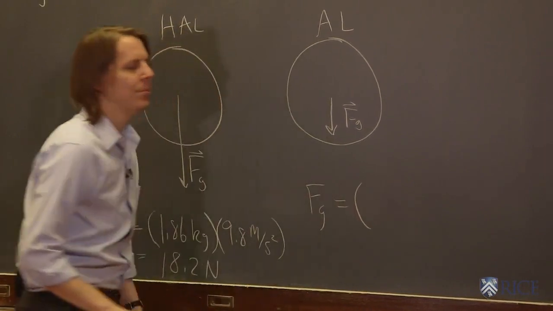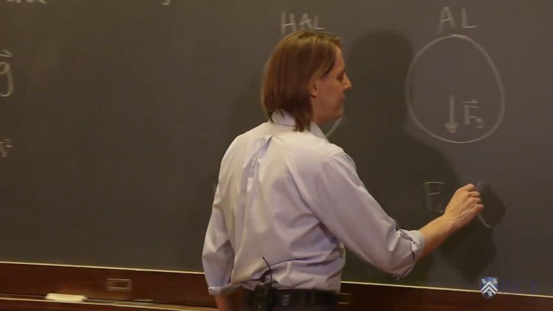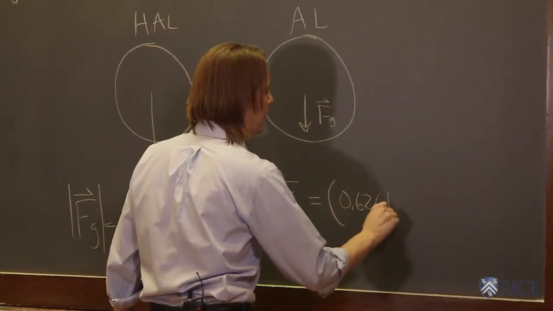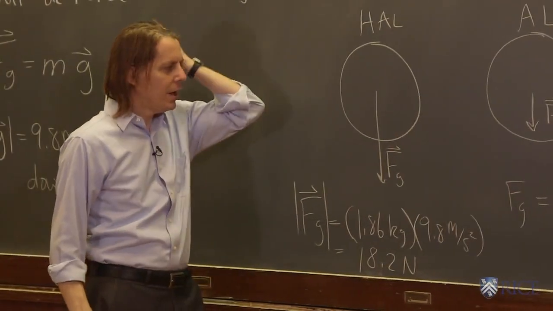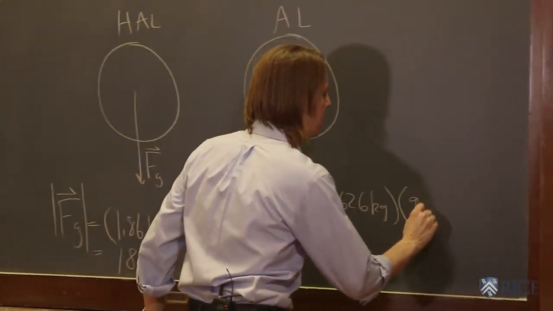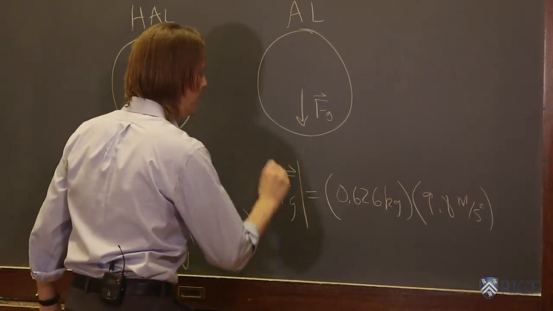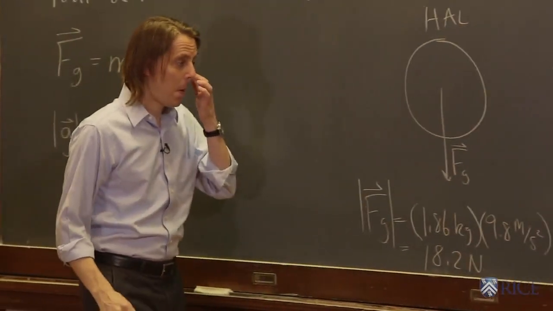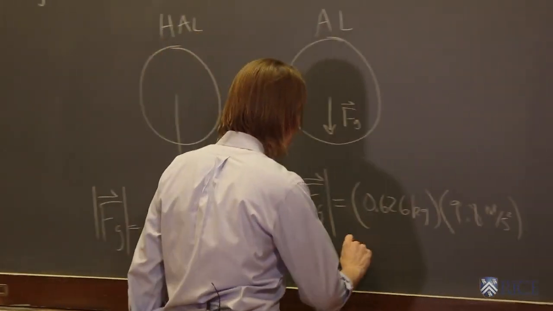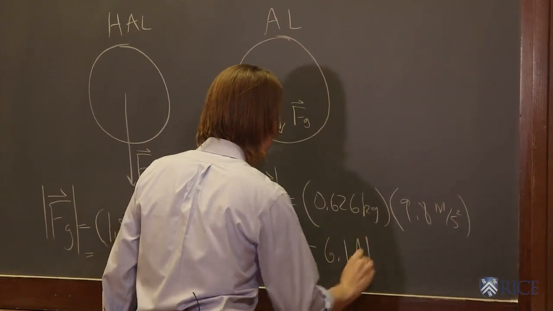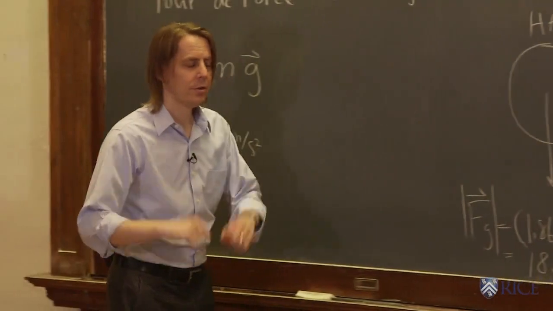And then over here, we'll look at Fg for AL. AL, aluminum, has about a third the density of steel, so its mass is about 0.626 kilograms. It's the same volume. They're the same size. And times 9.8 meters per second squared. And of course, I'm calculating the magnitude of that force. So you multiply those out and you get about a third, 6.1 newtons. So that is the force they felt when we let them go.